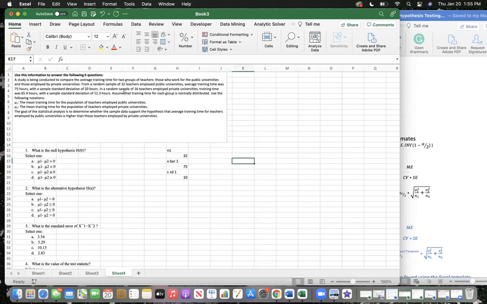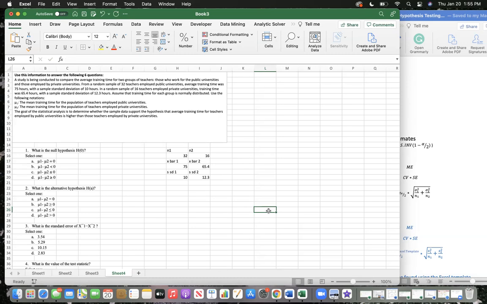And then let's look at the next sentence. So in a random sample of 16, so that's going to be our n2 is 16. The average training time was 65.4. So X bar 2 is going to be 65.4. And then we have our sample standard deviation of 12.3. So SSD 2, sample standard deviation 2, it's 12.3. Okay, so that's everything that we have. Now let's determine our null and alternative hypothesis.